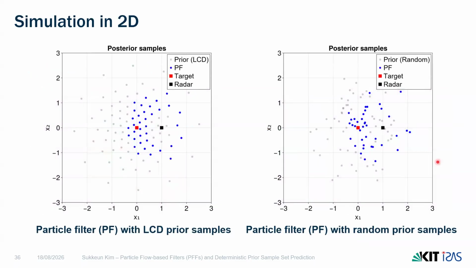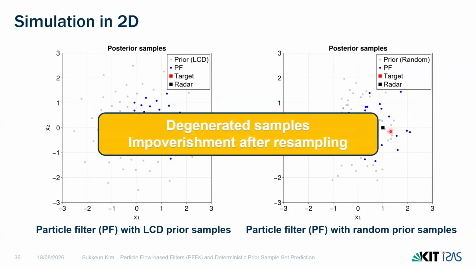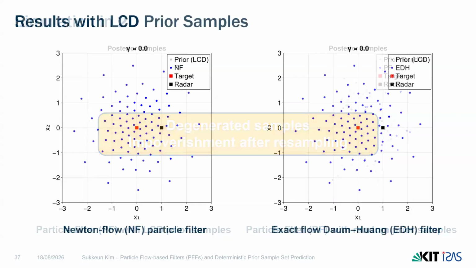So the problem of the particle filter is shown in these two examples using the particle filter. The left one is using the deterministic prior set. The deterministic prior set here means another sampling technique proposed in our research group. It's like a nicely distributed prior. And the right-hand side is the random samples. If you don't have a good enough number of samples, then as you can see on the right-hand side, it's not really ideal. So this is the particle filter problem: degenerated samples and progression after resampling. That's the issue we want to handle.